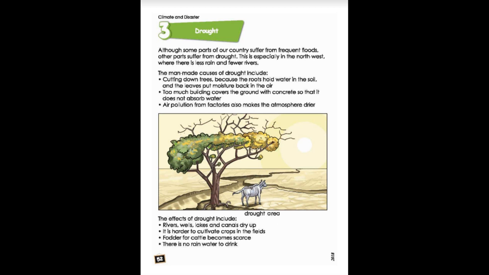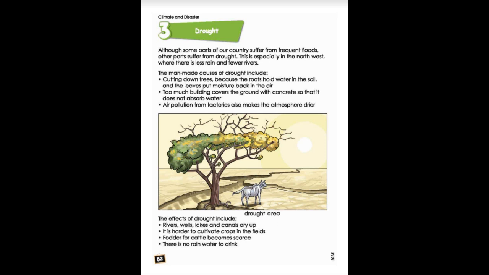The effects of drought include rivers, wells, lakes, and canals drying up. It is harder to cultivate crops in the fields. Fodder for cattle becomes scarce. There is no rainwater to drink. Fodder means feed of the cattle.